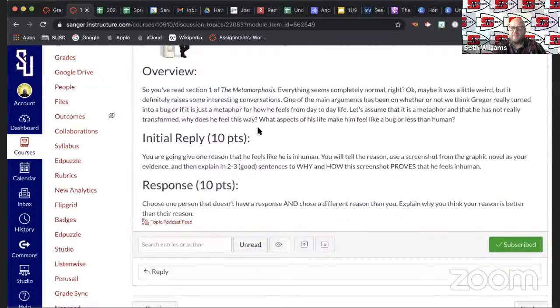After you've read section 1 of The Metamorphosis, you're going to do your initial reply today. And then by tomorrow night, you need to have a response. So before you leave, your initial reply has to be done. And your only homework, other than the final draft if you have not finished it, because the final draft is due tonight for 50 points. So you've got to make sure that gets completed. I'll send you a reminder message later today about your final draft being due tonight. But the initial reply is going to be due in class after you're done reading.